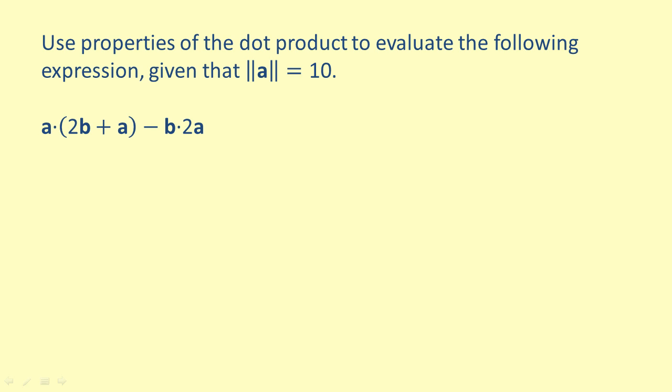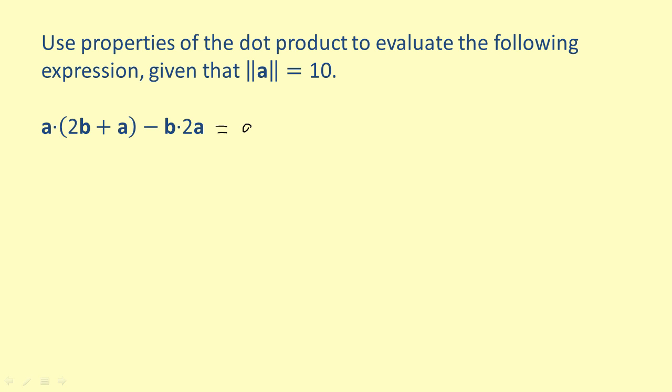In this example, we are asked to evaluate an expression involving dot products of vectors a and b, and scalar multiples of these vectors, given only the magnitude of one of the vectors. We will need to apply several dot product properties.